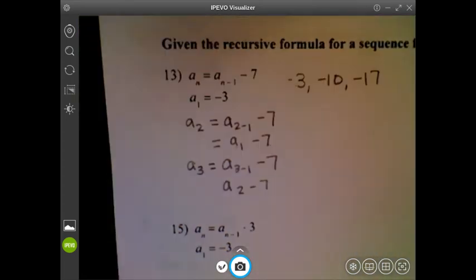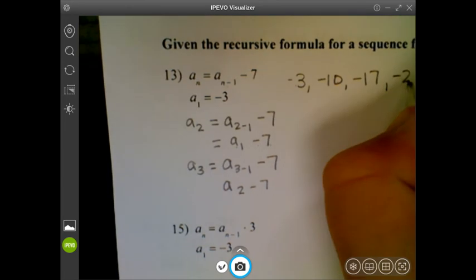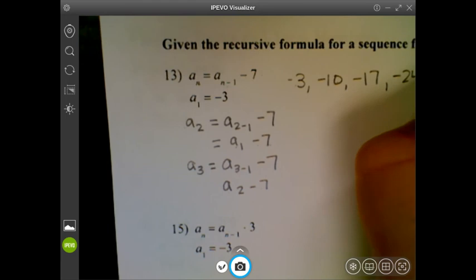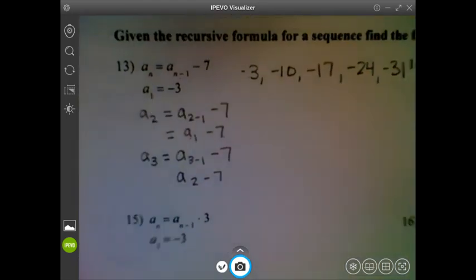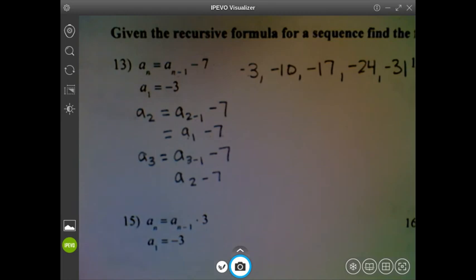And so you can kind of see the pattern here, right? You're going to find the next one by subtracting 7. So it'd be negative 24. Subtract 7 again, negative 31. And there are your first 5 terms.